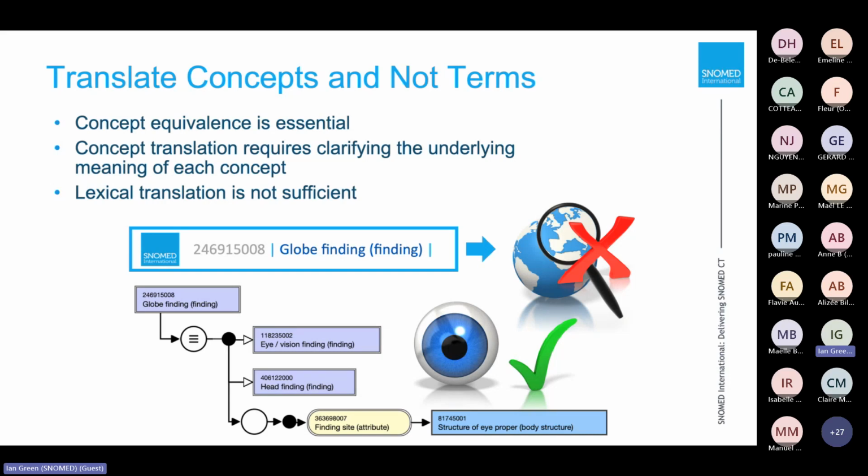So in the example here, in SNOMED, and you can look it up, there's a term called globe finding. Now, we all live on a globe called the Earth, okay? We'll leave the flat earthers out of this for a minute. But in clinical terms, globe finding refers to your eye, and the globe in your eye, which is a head finding. It has a finding site of eye structure, proper, as a body structure. So just having the word globe finding, the words don't always help. Particularly when you translate, it's no good translating globe to mean the Earth globe. You need to look at conceptually what it's referring to.